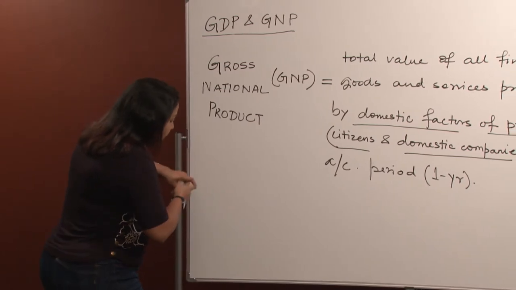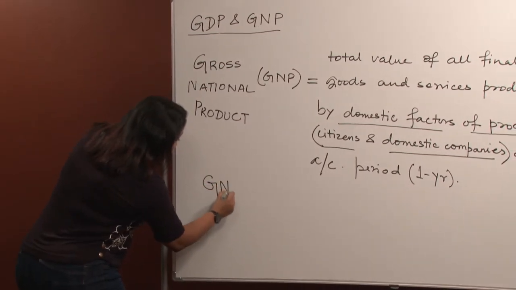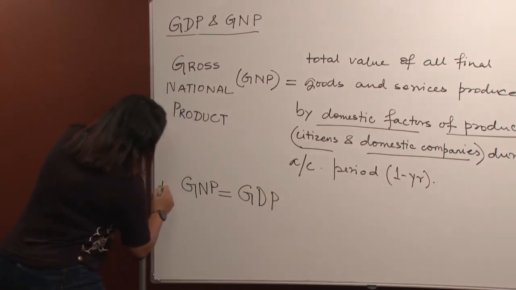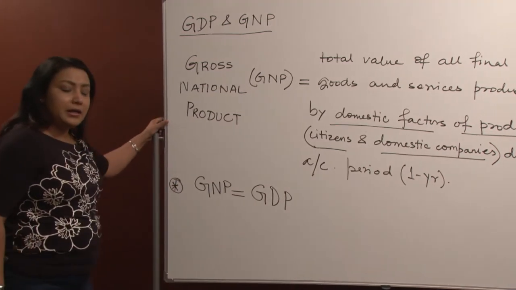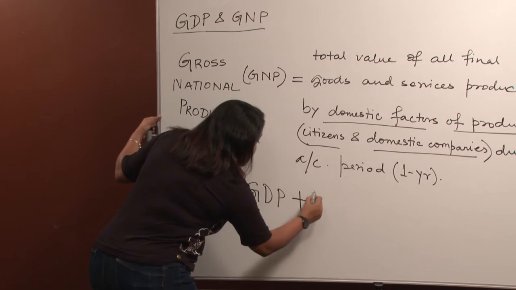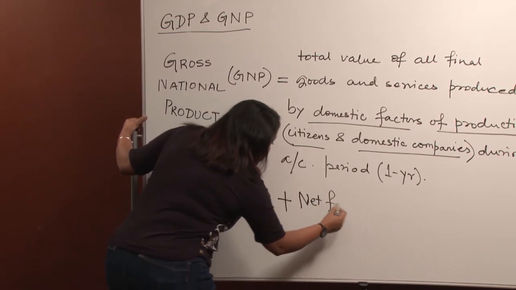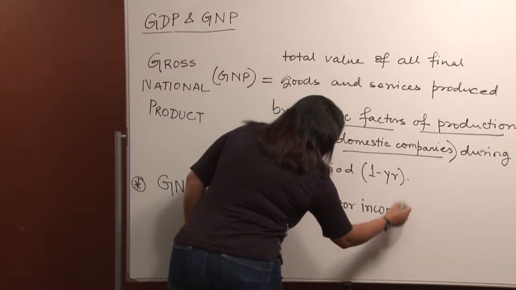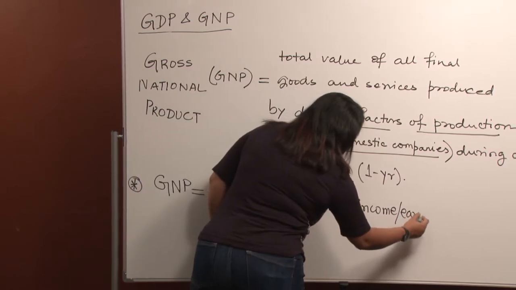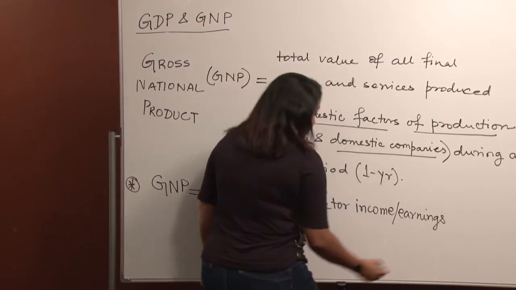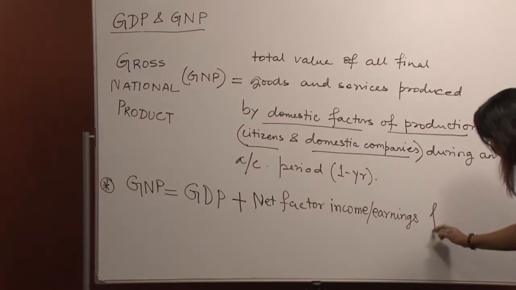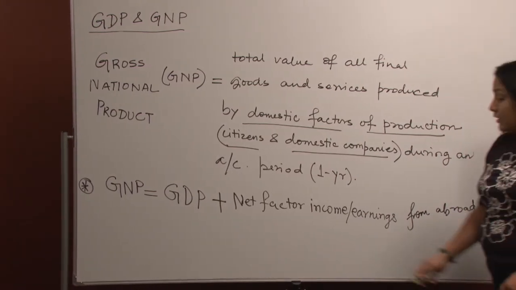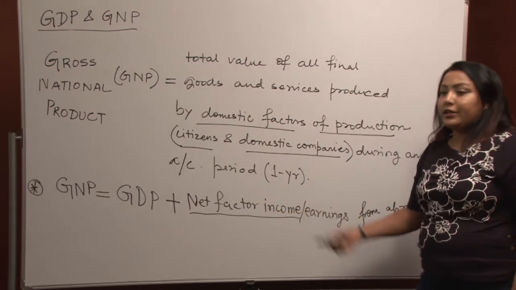So really, the connection between GNP and GDP is this. And once again, this is something for you to memorize, so you need to remember this. The GNP is equal to GDP plus net factor income, sometimes also called net factor earnings, from abroad. So what does this net factor earnings or net factor income stand for?